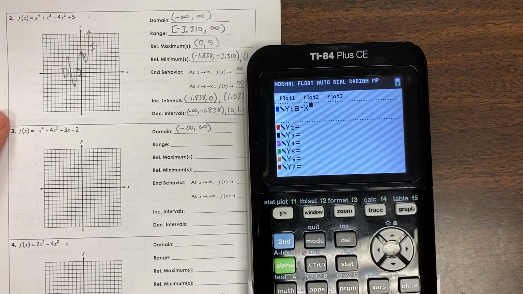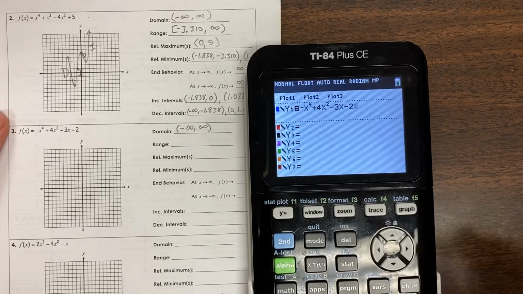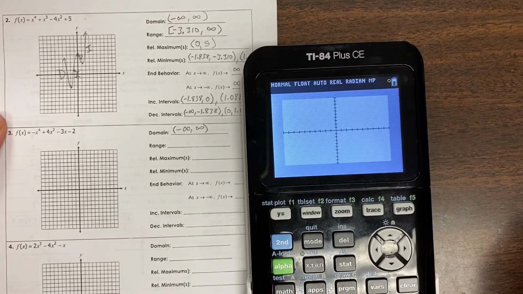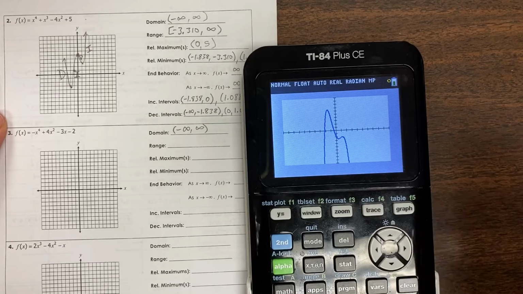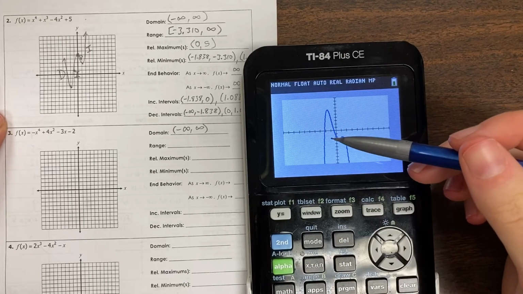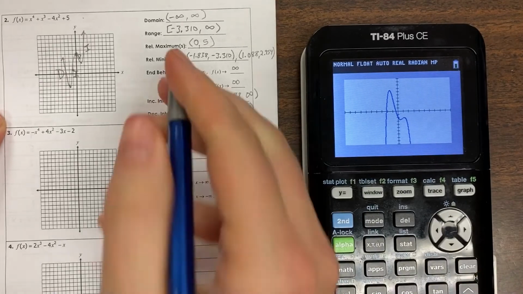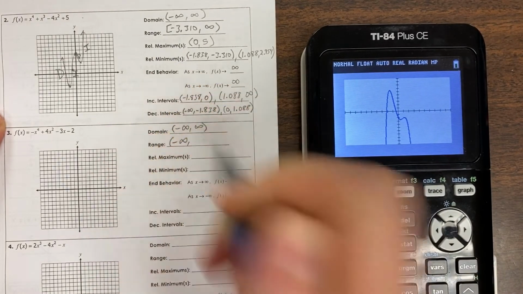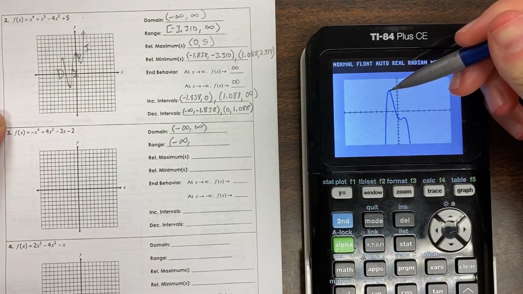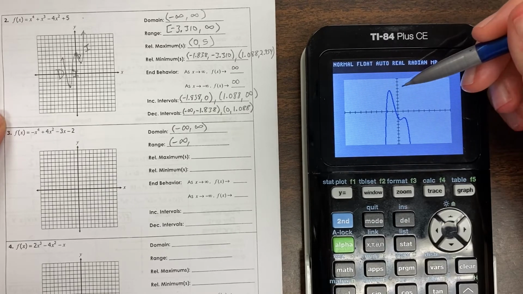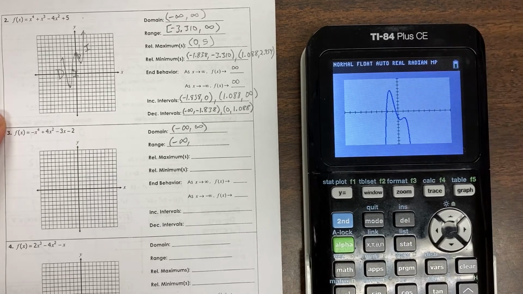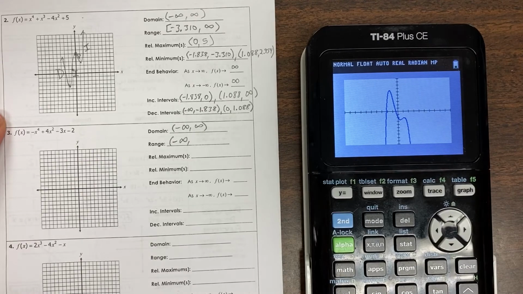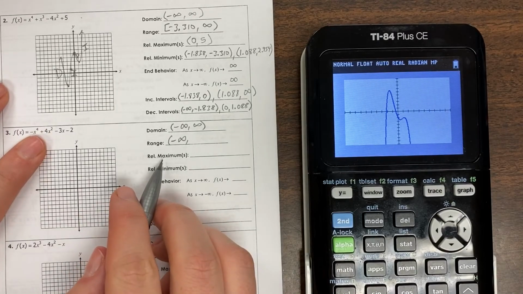Negative x to the fourth plus 4x squared minus 3x minus 2. Okay, so we don't know the range. We know that it goes down to negative infinity, but we don't know the upper bound because I don't know what that y coordinate is right there. And this time it's not even a nice tick mark, it looks like, so we'll have to see. Let's go and get the relative max.